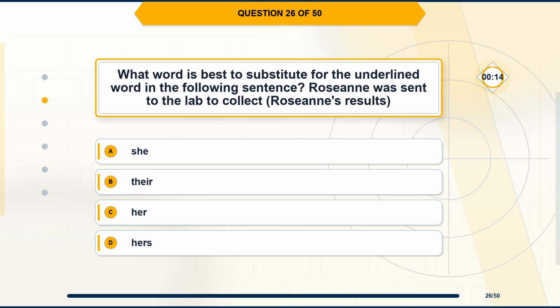Question 26. What word is best to substitute for the underlined word in the following sentence? Roseanne was sent to the lab to collect Roseanne's results. Option A, she. Option B, their. Option C, her. Option D, hers.